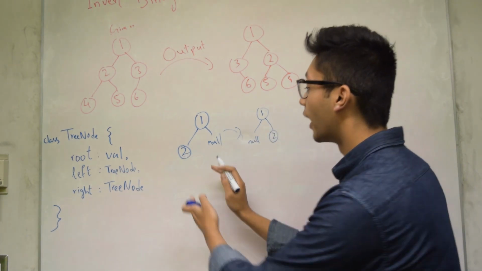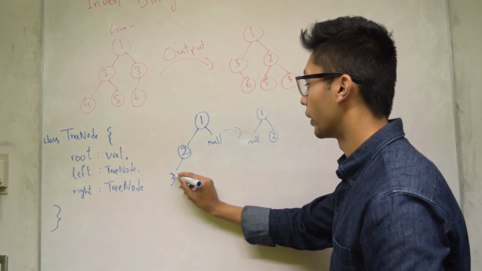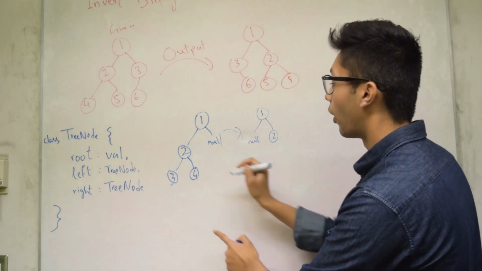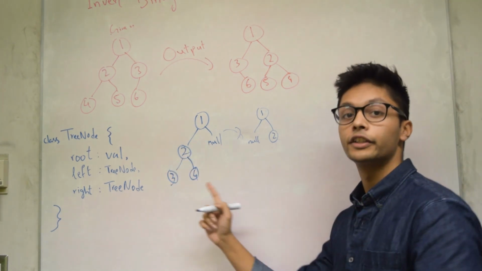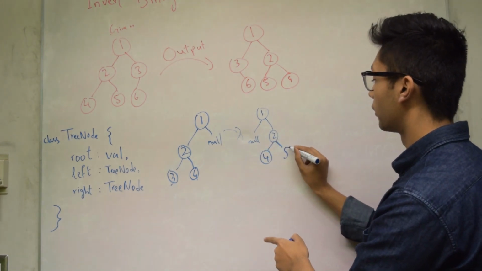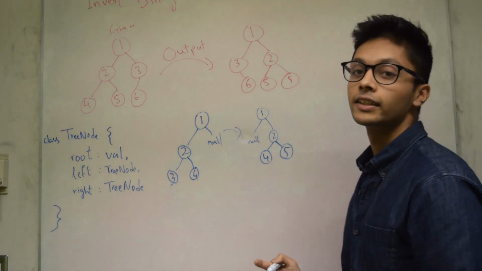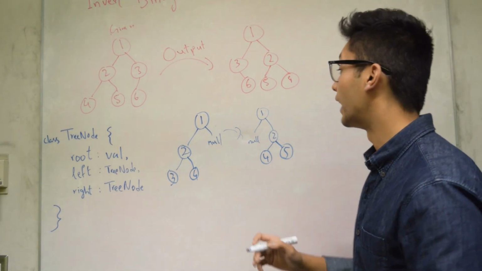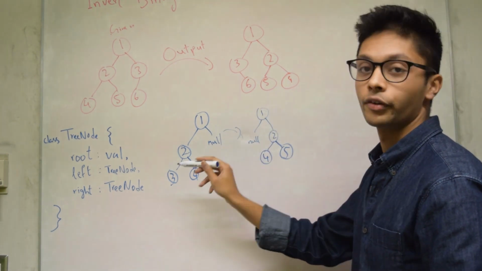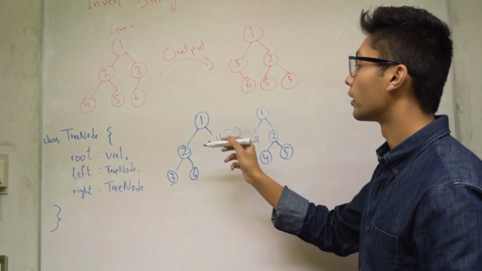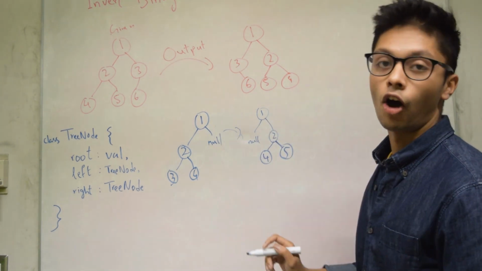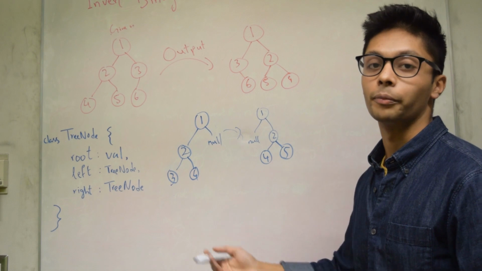If this 2 had another layer to it, so there was a 3 and a 4 over here, this example would have also inverted the children of the 2 right here. So we can clearly see this as a recursive call, where whenever you encounter any node, you swap its children left and right, and then at the end of it, you just return the node. If your current node is a null, you can just return null because there's nothing to invert.